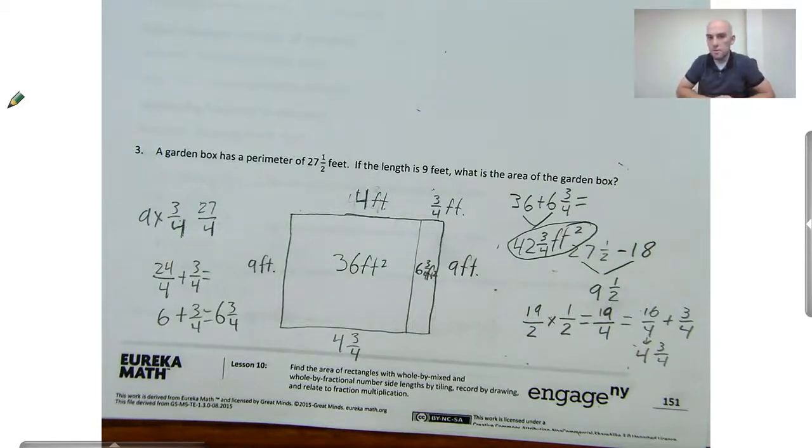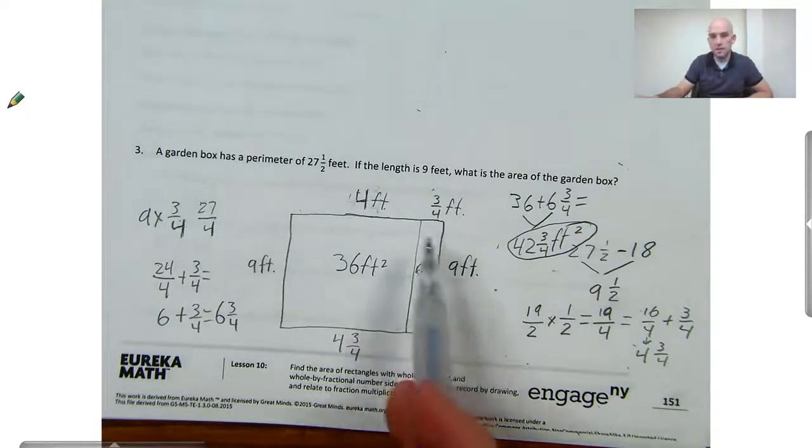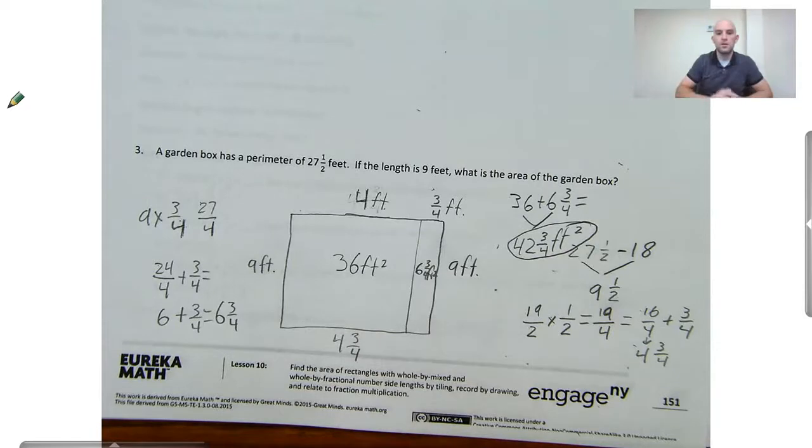So that one was kind of a multi-step problem there, but we ended up using our same strategy of our area model, and we added our 2 areas together, and we get 42 3/4 square feet.